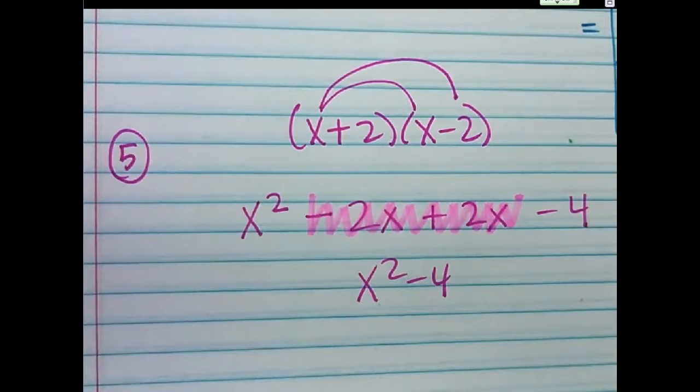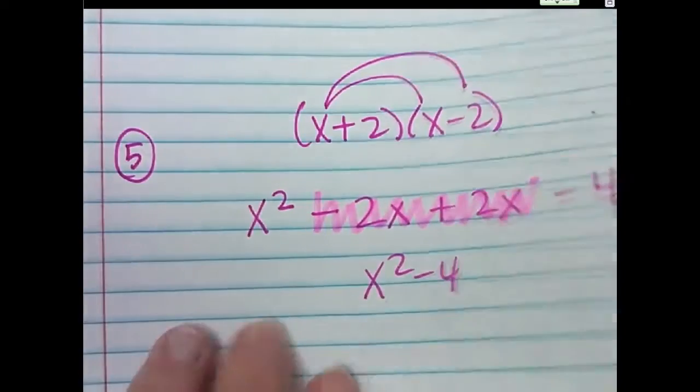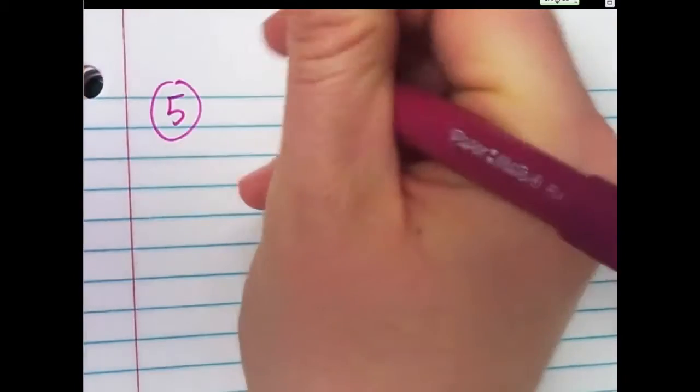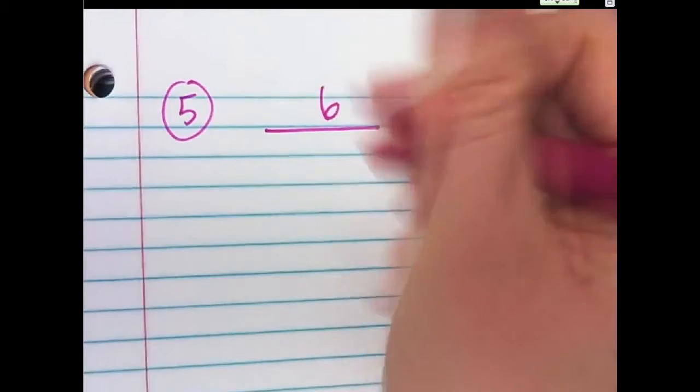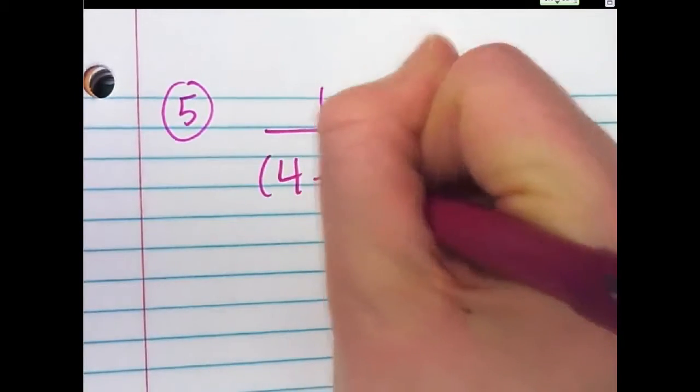The opposite. Yeah, they're opposites. Exactly. So what we're going to do now, which I'm going to have to go to a new page, we're going to multiply things and you're going to have to use the opposite sign. Okay, so let me show you what I mean by that. Number 5, 6 over 4 plus square root 2.